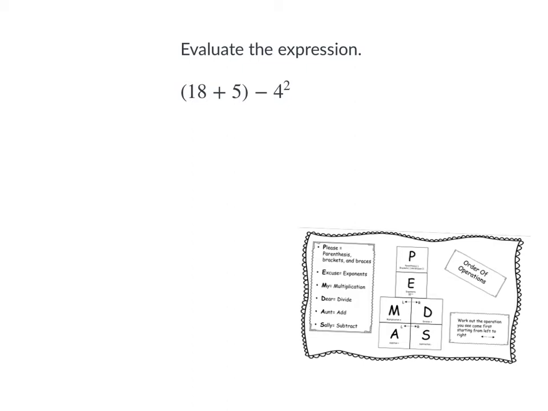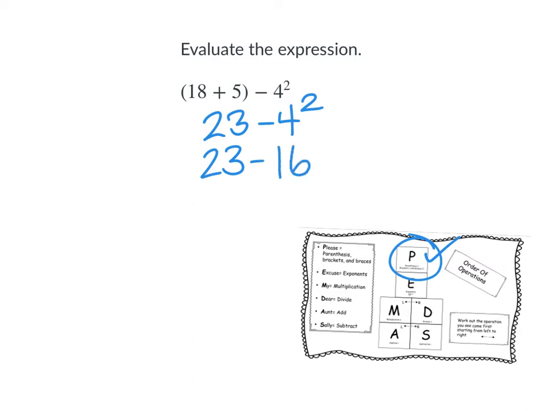All right, evaluate the expression. So we're going to follow the order of operations, which means we're first going to work on the parentheses. 18 plus 5. So that is 23, and I have not done anything with my subtraction or exponent. Now I move on to E, my exponent. So I'm going to leave 23, leave the subtraction, and figure out 4 to the second power equals 16. Now I'm going to do my final step, subtraction. 23 minus 16 equals 7.